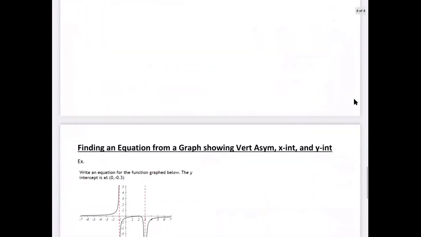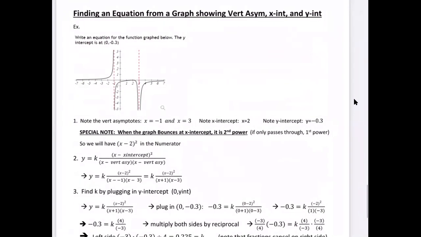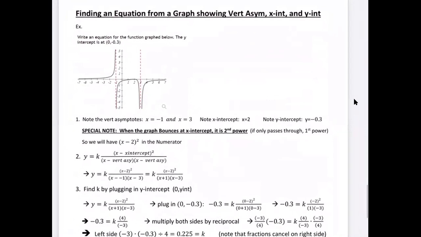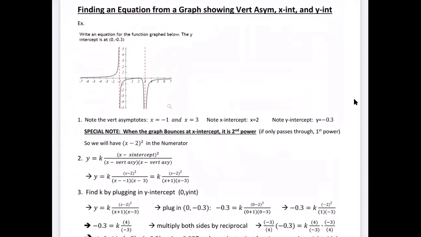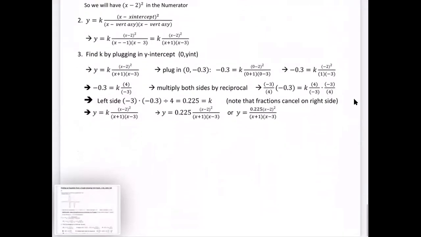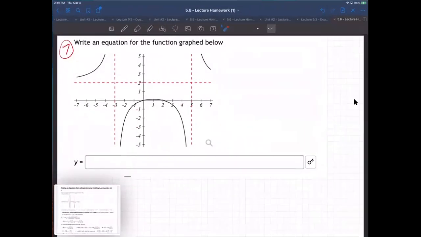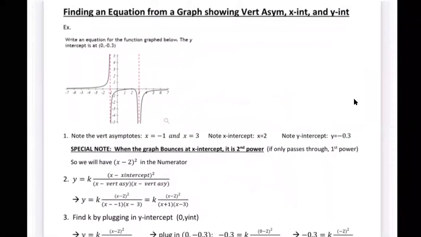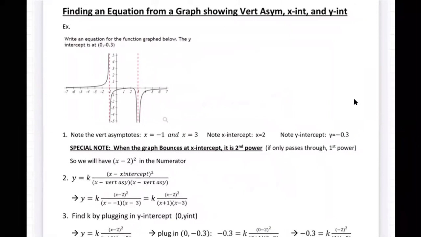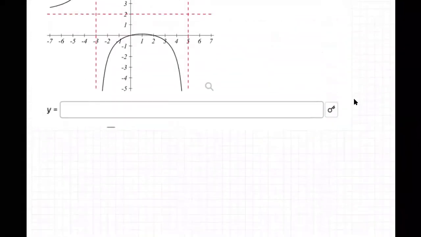So I'm going to take you here to the exam notes. Finding an equation from a graph showing the vertical asymptote, x-intercept, and y-intercept. So there's an example. Here's the notes. What do the notes say we do? Step one, note the vertical asymptotes here and here, -1 and 3, and note the x-intercept, which is right here. So the first thing is to take note of those.